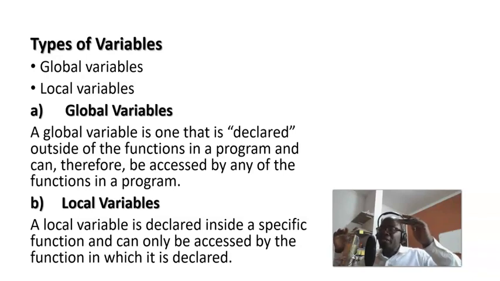So you don't want to localize it. Okay, so you make it global so that the different blocks of code or sections of a program can actually access those variables. Then there are also what are known as local variables, and a local variable is declared inside a specific function and can only be accessed by the function in which it is declared.